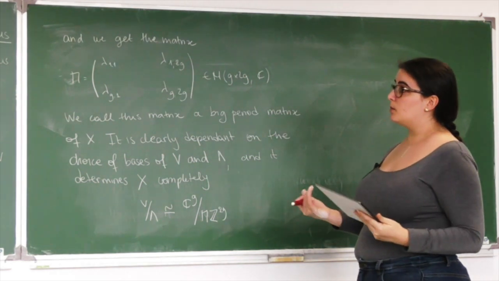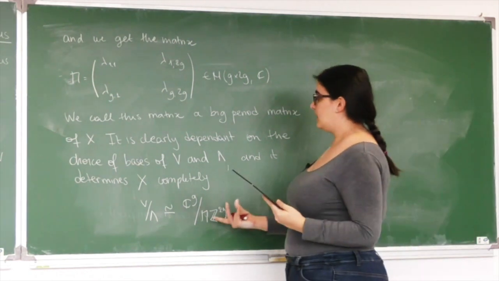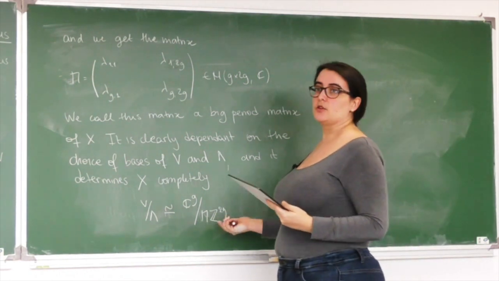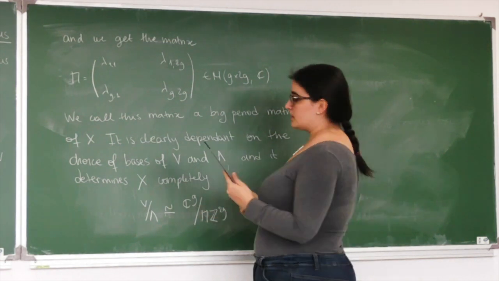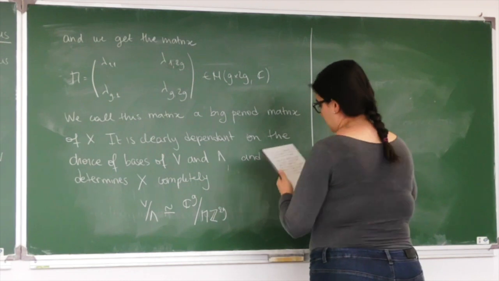So one can ask what happens with the reverse, right? Which period matrices can we take so that this object that we have defined here is actually a complex torus? And this is given just by the following proposition.